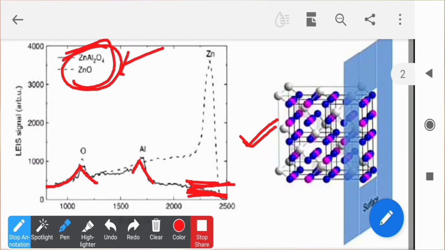The structure is somewhat like this, so the outer layers, meaning the surface, are composed only of aluminum and oxygen. Aluminum and oxygen are present on the surface, and zinc is present in the empty voids, in the interstitial sites inside the crystal structure, not on the surface. So by using low energy ion scattering, we can determine the exact composition of the surface quite easily. This is the advantage of this technique over Rutherford backscattering. We can get only the knowledge of the surface.